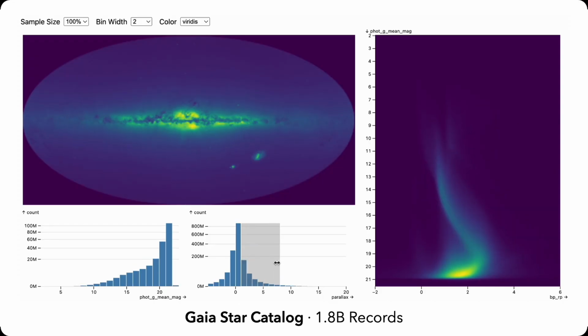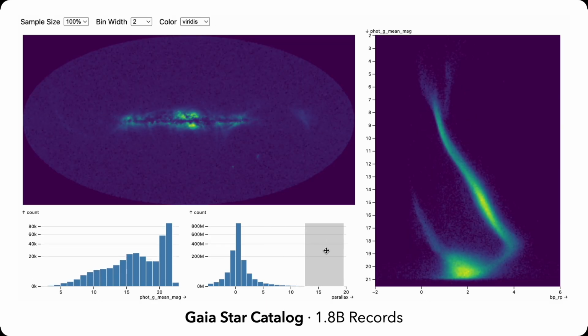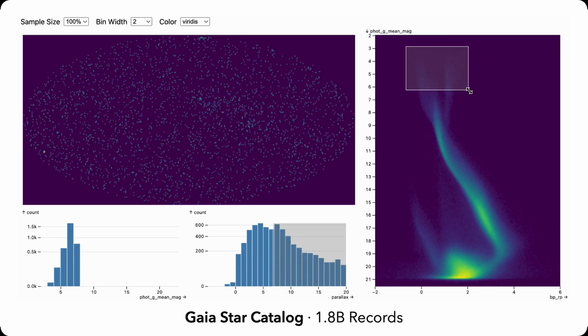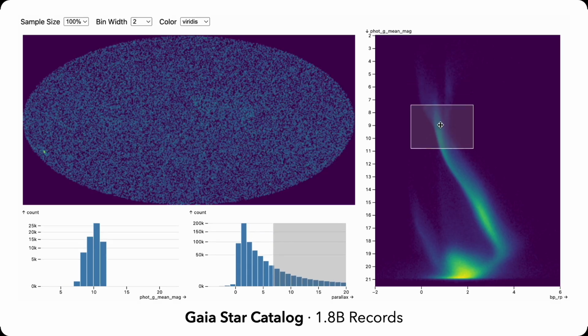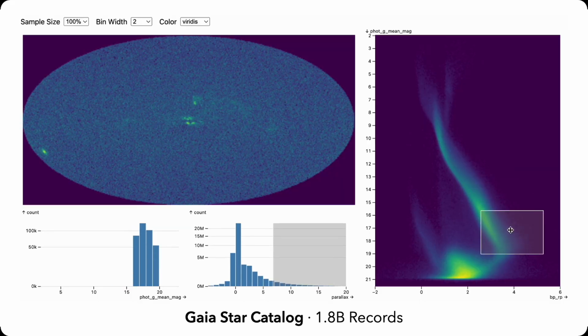Here we use Mosaic to explore 1.8 billion stars in the Gaia catalog. Selecting higher parallax stars reveals the main sequence of stellar lifespans in the plot of color versus brightness on the right. We can trace this sequence to see how the stars distribute in the sky map on the left. The distribution appears relatively uniform until we brush down to the brightest stars.